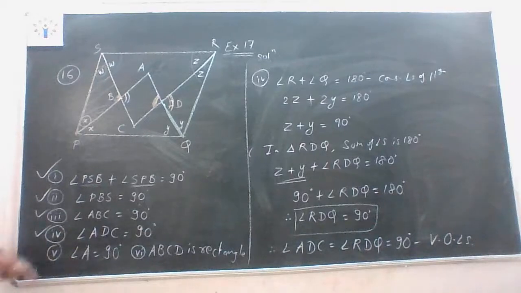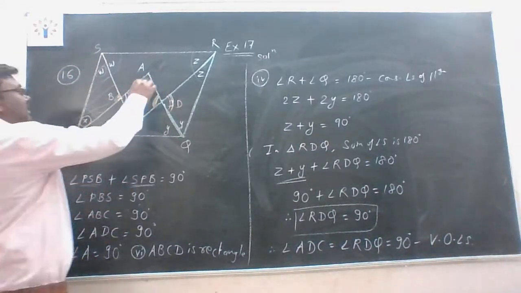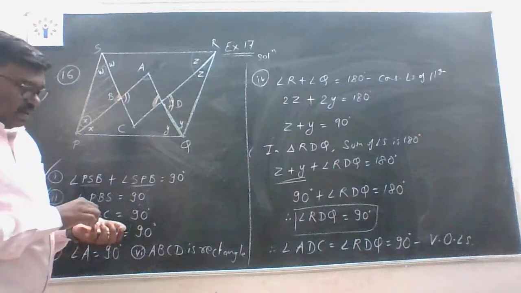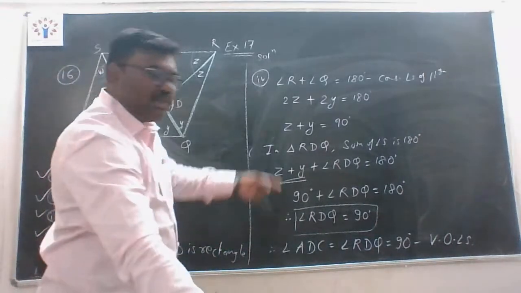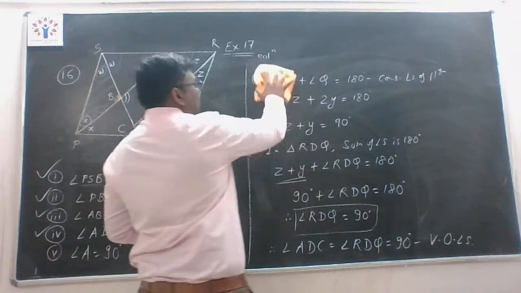Now let us see this fifth part. In the fifth part, we want to show that angle A is 90 degrees. This is angle A, and we want to show that angle A is 90 degrees. Okay? So students, please copy this thing. Okay, please copy this.